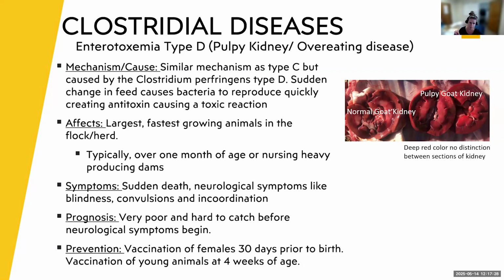Typically in animals over 1 month of age or nursing very heavy producing dams. So their symptoms here: sudden death, neurological symptoms like blindness, convulsions, and incoordination. Again, prognosis is very hard to catch and treat before they get into those kind of neurological symptoms showing up. Prevention, again, would be vaccination of your females 30 days prior to birth and vaccinating the young animals at 4 weeks of age.